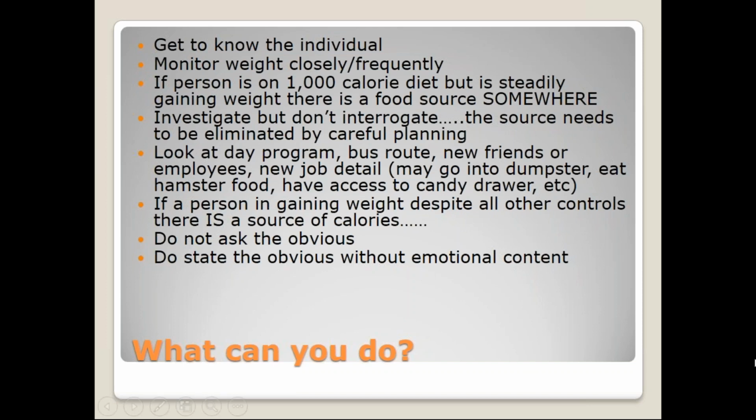If a person's on a 1,000-calorie diet and is steadily gaining weight, there's got to be a food source somewhere. Don't badger the person, but explore and investigate what's different. Is the person taking a different bus route? Do they all of a sudden have a new friend, or a different person they sit next to at work? Doesn't mean you have to separate them. Just figure out, does that friend possibly come in with corn chips each morning and give it to the person who asked them for it, being nice?